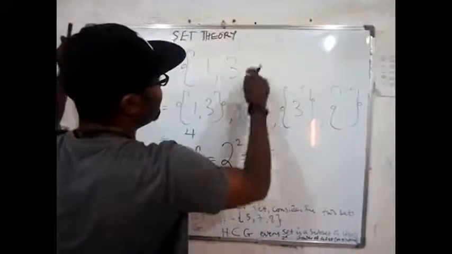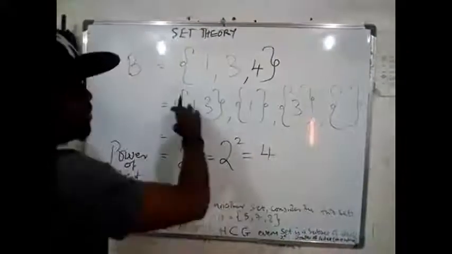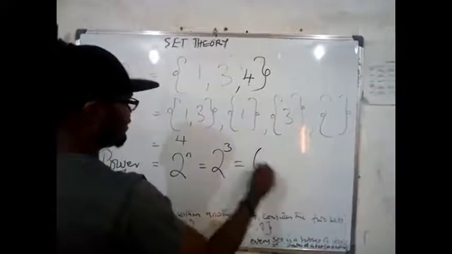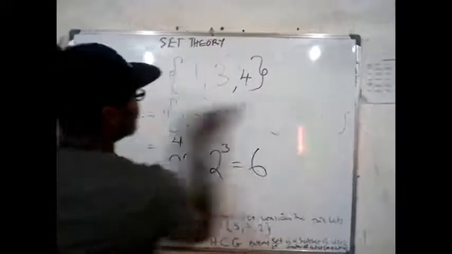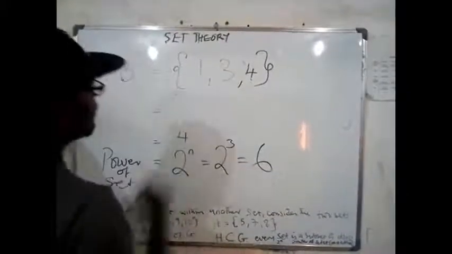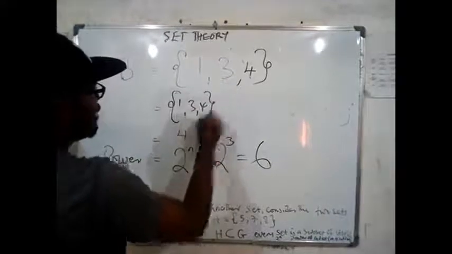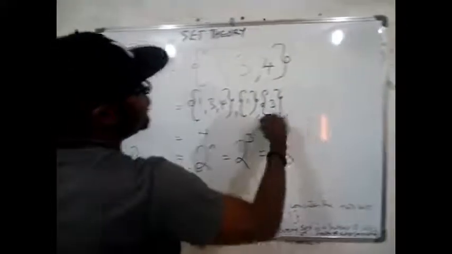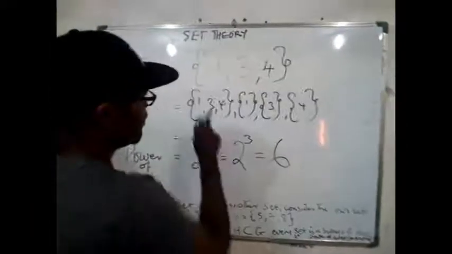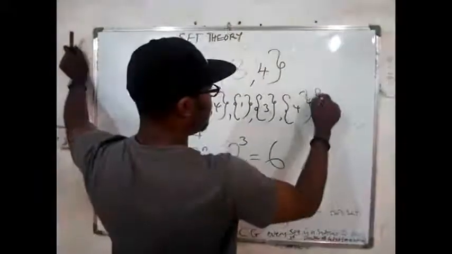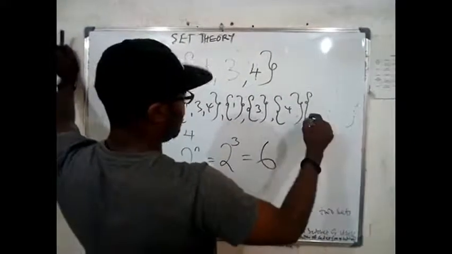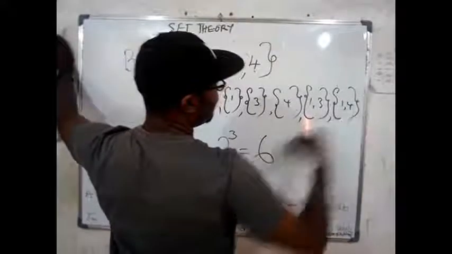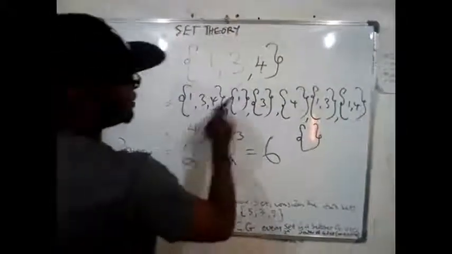So let's say that you're given 1, 3, 4, and you're told to find the subsets. Without writing them one by one, just say 2 to the power 3, because you have how many elements? 1, 2, 3. So it's going to have how many subsets? 6. So how do we identify these subsets? Once you already know the number of subsets, it's easier for you to write. So you can always know that every set is a subset of itself. So you write this first. Then you write only 1. Then only 3. Then only 4. That's 1, 2, 3, 4. Then you write only 1 and 3. Then only 1 and 4. Then you write empty set. So making it 1, 2, 3, 4, 5.